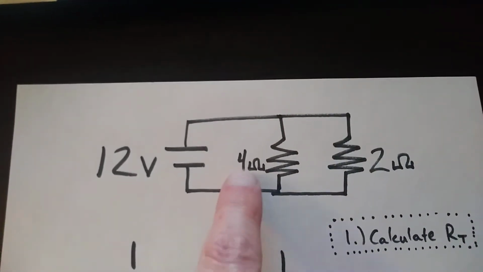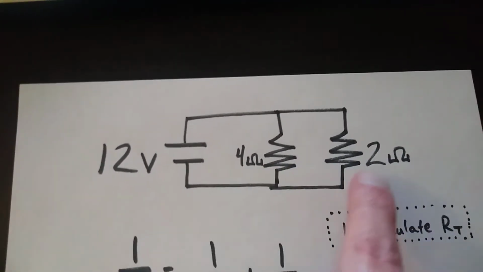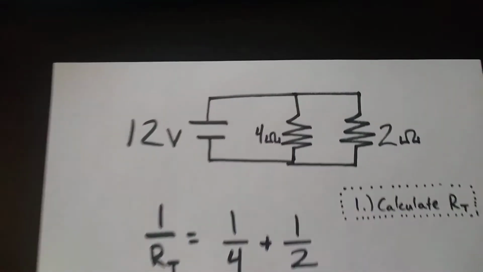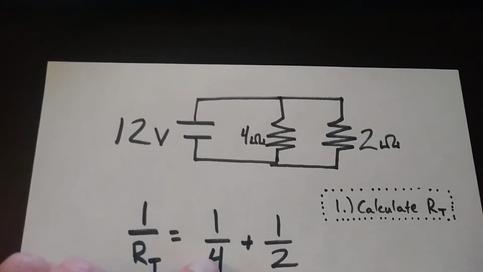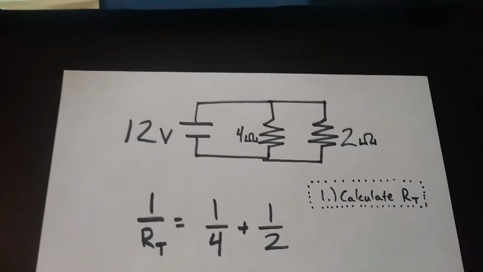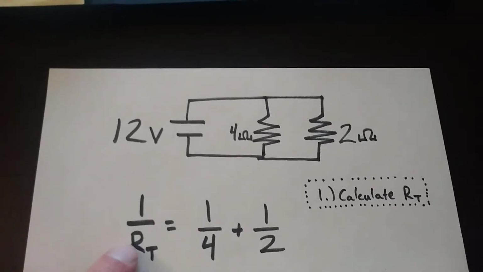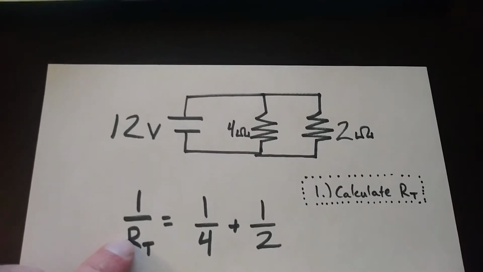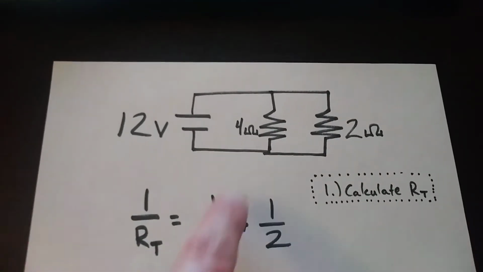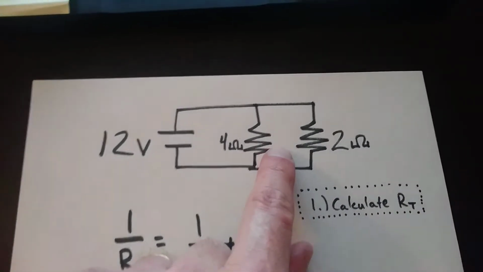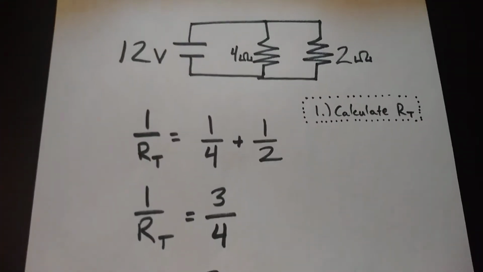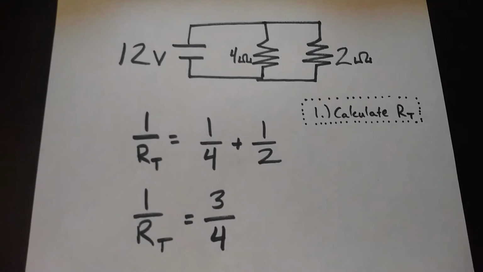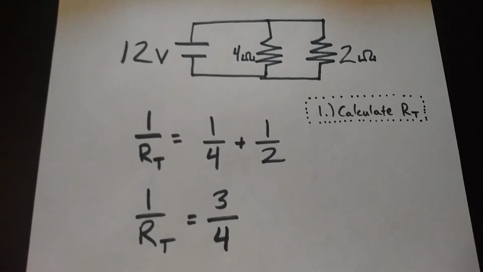So, if this is a 4 ohm resistor, and this is a 2 ohm resistor, using that formula, 1 over RT equals 1 over R1 plus 1 over R2, we get the total resistance, or the inverse of the total resistance, is equal to 1 over 4, that's your 4 ohms, and 1 over 2, that's your 2 ohms there. Let's start to work this math. 1 over RT is therefore equal to 3 over 4.